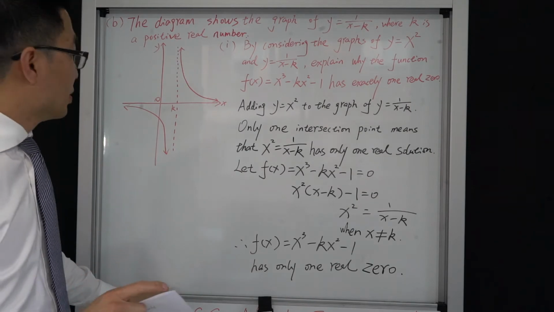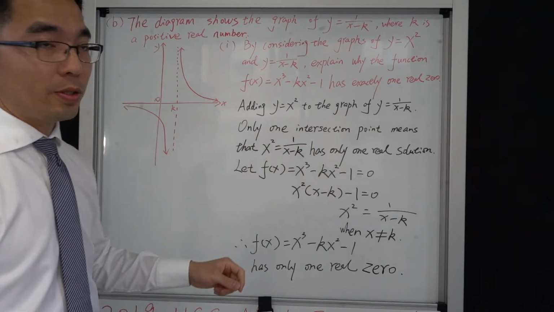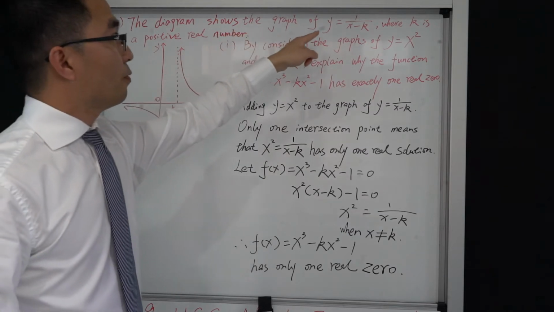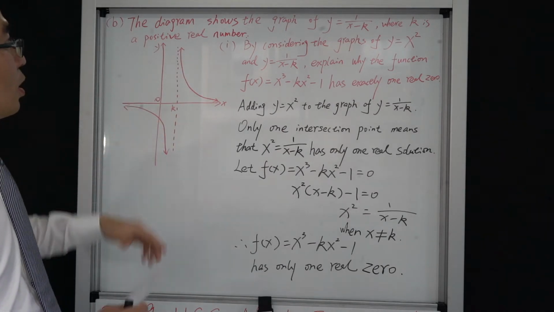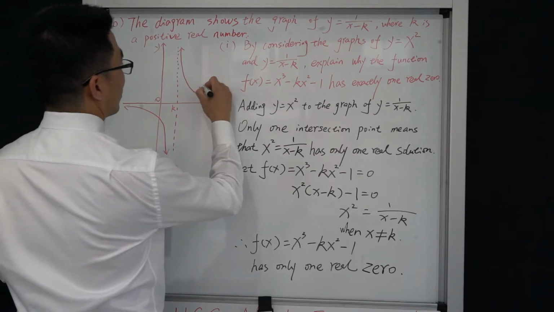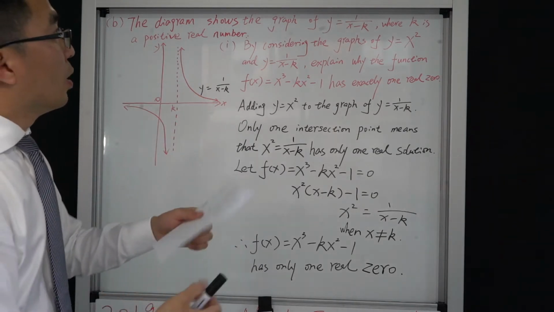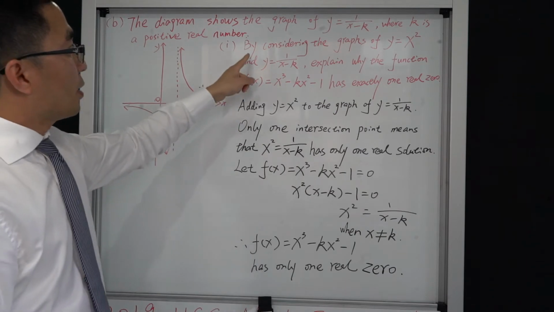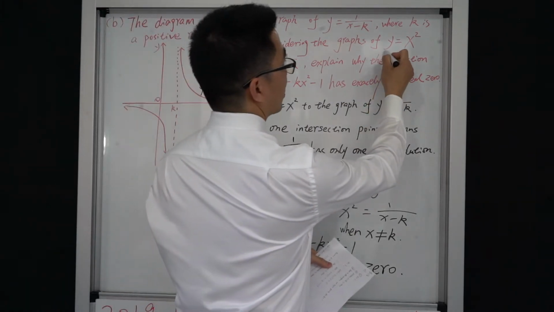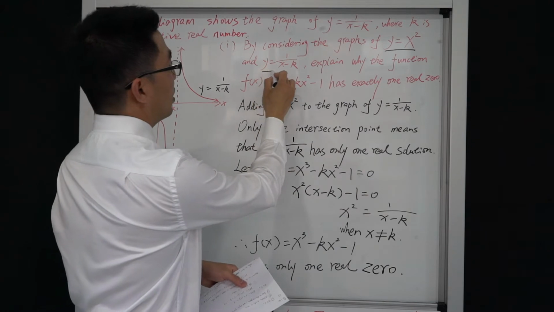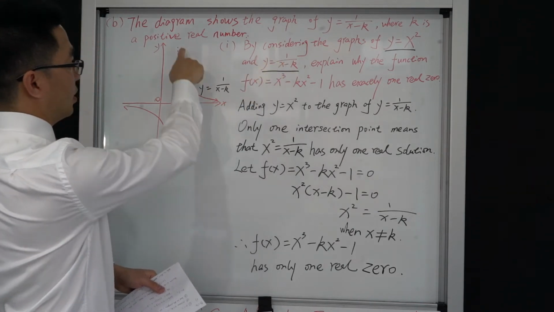So here is the second question. I have written the answer for this one, because this question is only the explanation. The diagram shows the graph of y equal to 1 over (x minus k). Here is the graph for y equal to 1 over (x minus k), these two curves, where k is a positive real number. The question is, by considering the graphs of y equal to x squared, here's one graph, and the other one, y equal to 1 over (x minus k), which is this one.